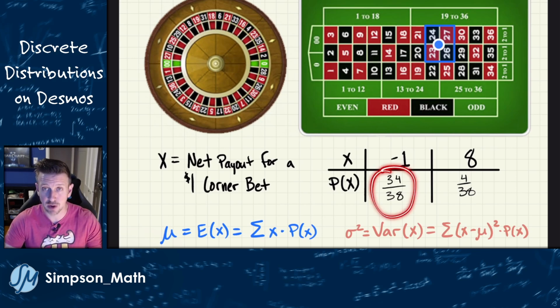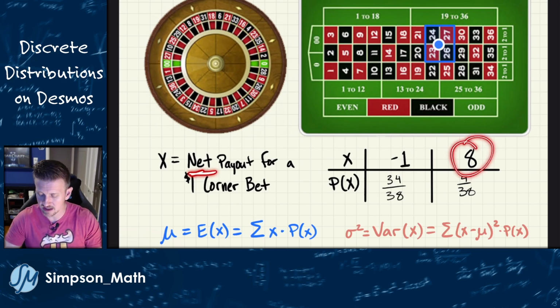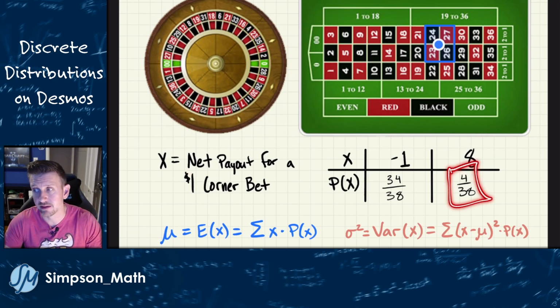There's a probability that happens 34 out of 38 times, because every slot is equally likely, and there's 38 total slots. I know that it says 36 here, but there are two zeros, a 0 and double 0. But if we do happen to win, we get our bet back plus an additional 8, so that is a net gain of $8, and that happens 4 out of 38 times.